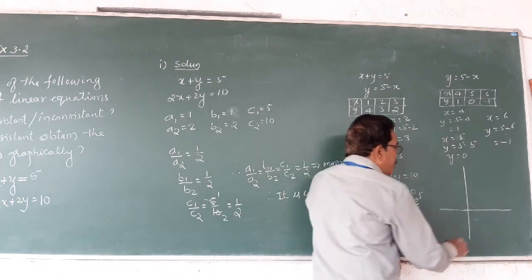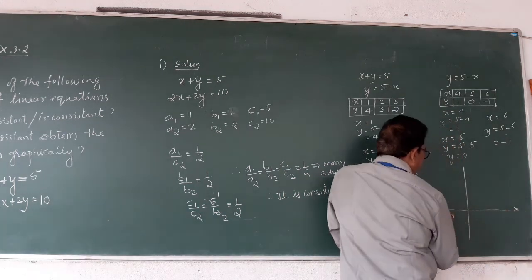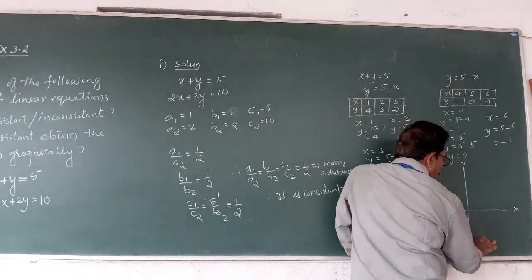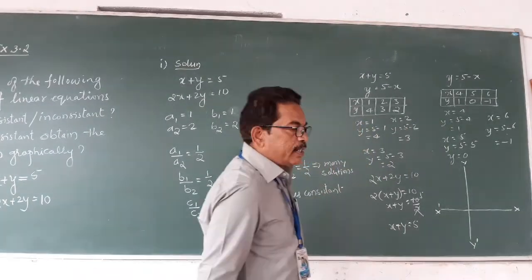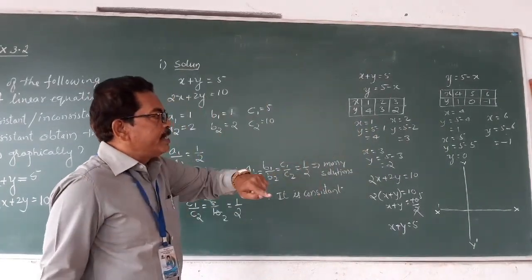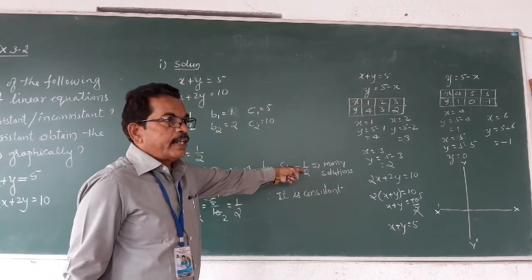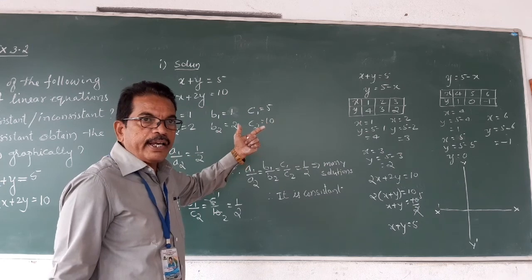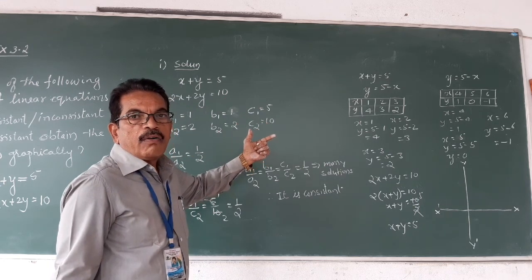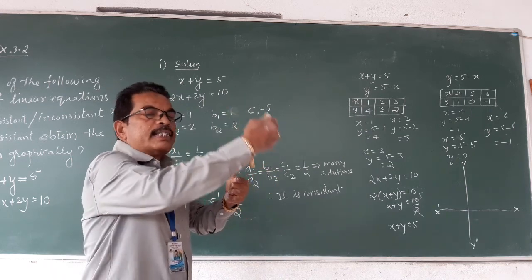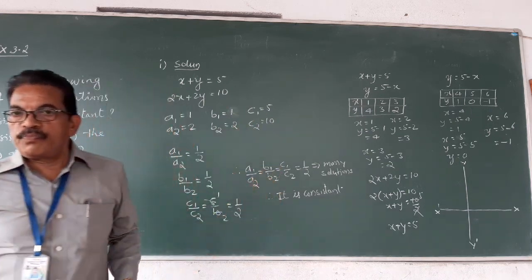we have to consider the graph. The graph obtained will be a single straight line because it has many solutions. The lines we get are overlapping on the same line. Write it down.